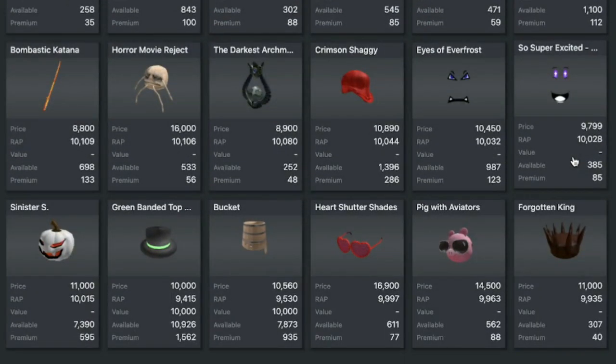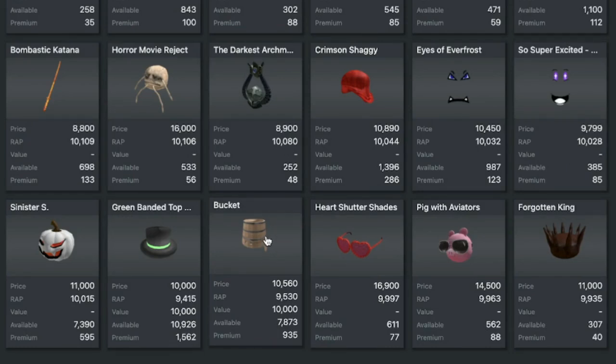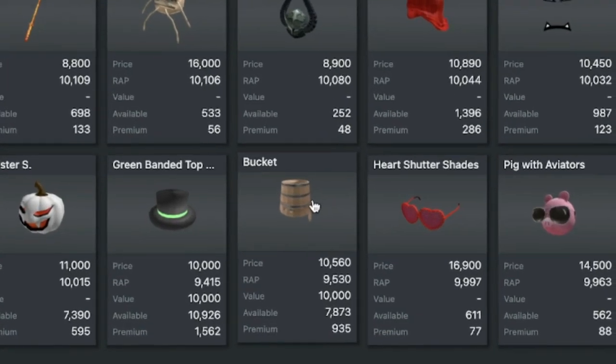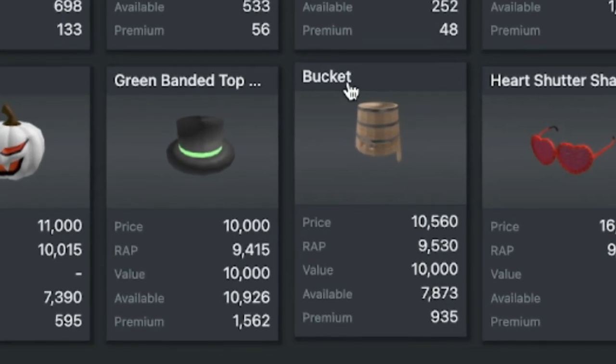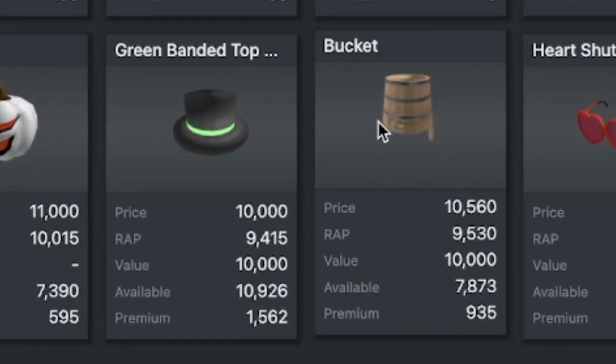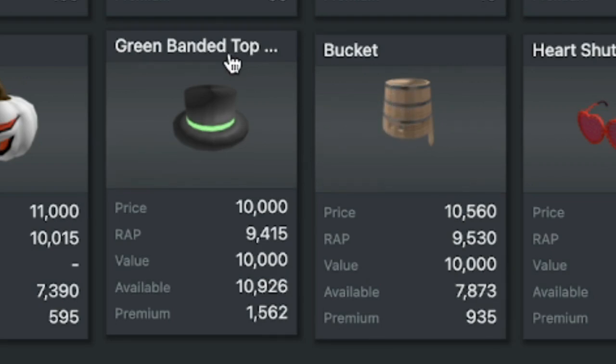And then if we go up a little bit more, you might find an item like Bucket, which could be considered to have a high demand, or according to Rolimon's, a normal demand. But Bucket is pretty liked. People do like to wear Bucket, and it just generally looks like a really good item, plus it even has a value on it, so people will probably like this item a lot. So this is an example of probably a good high demand item, an item that people trade for. You could argue the same with Green Banded Top Hat, which also happens to be valued.